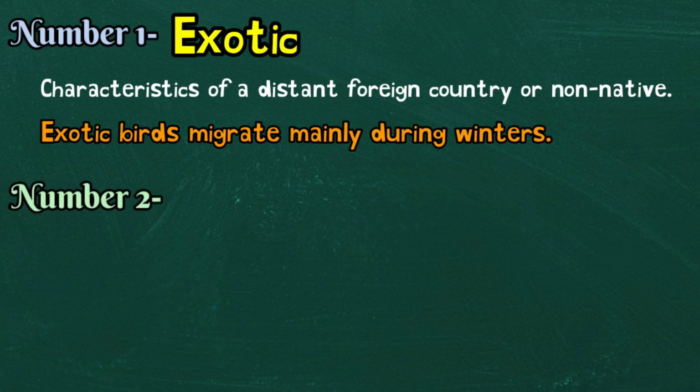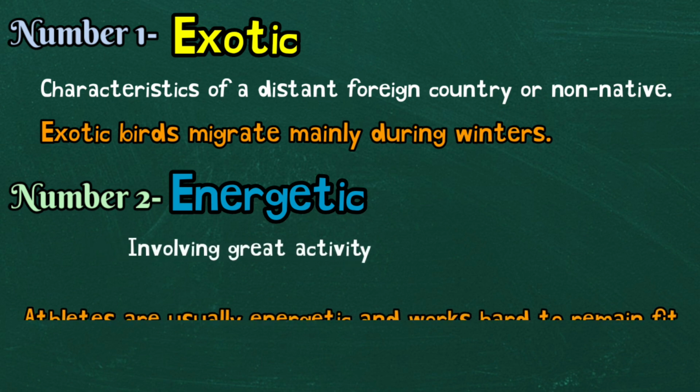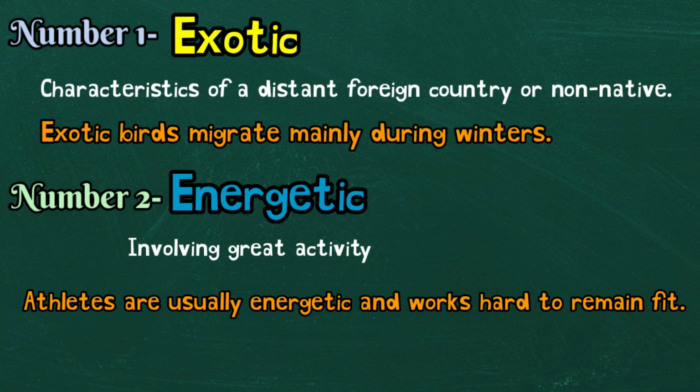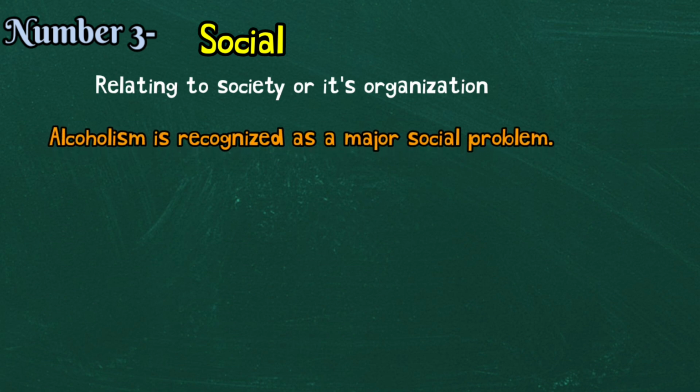Number 2. Energetic. Meaning involving great activity. For instance, athletes are usually energetic and work hard to remain fit. Number 3. Social. You can say relating to society or its organization. For example, alcoholism is recognized as a major social problem.